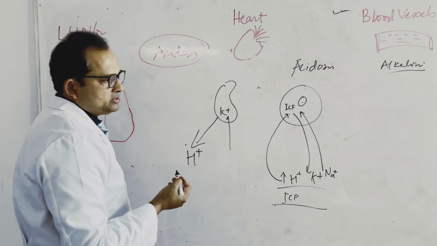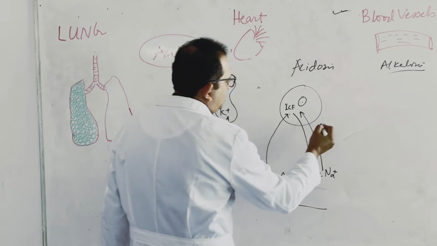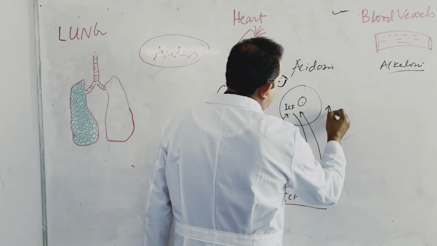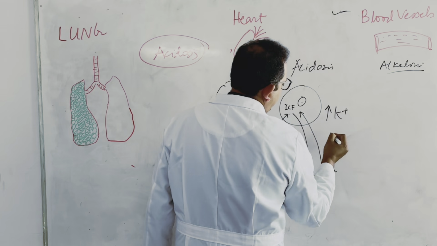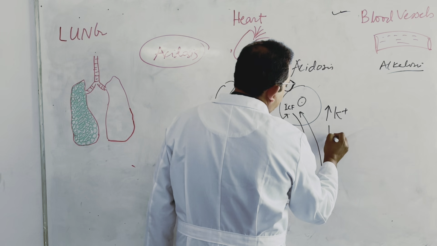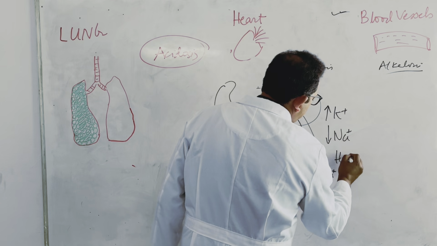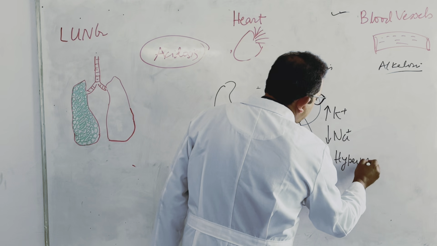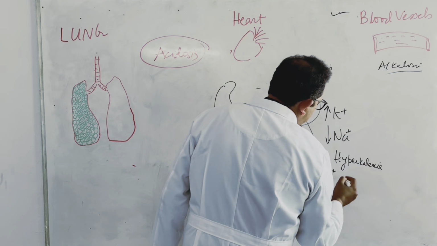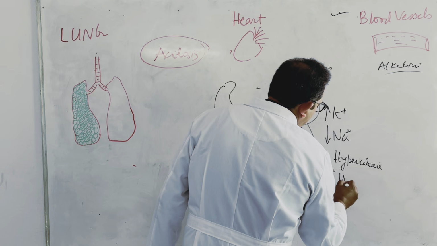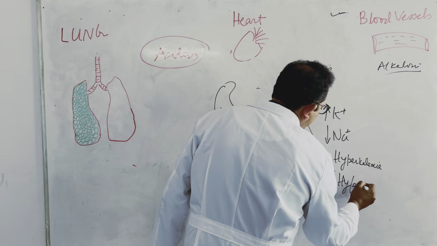So what happens overall in the body? Overall there will be an increase in potassium ion, and there will be a decrease in sodium. So it will lead to hyperkalemia and naturally hyponatremia.